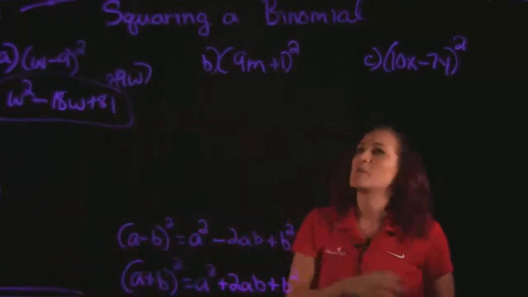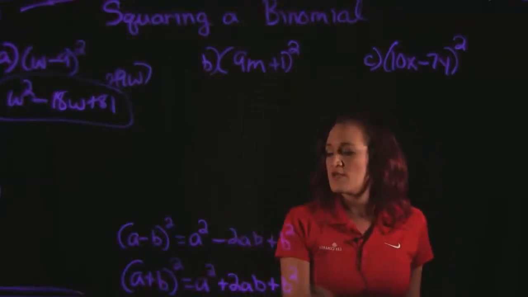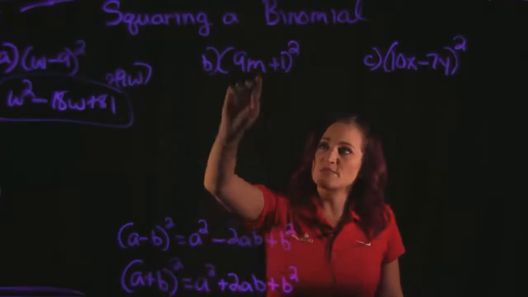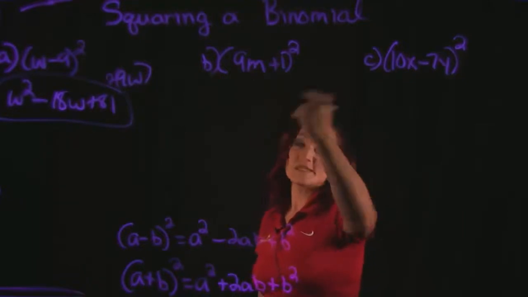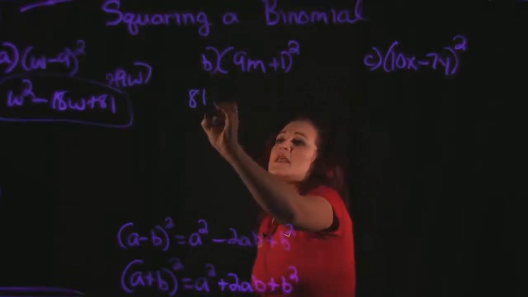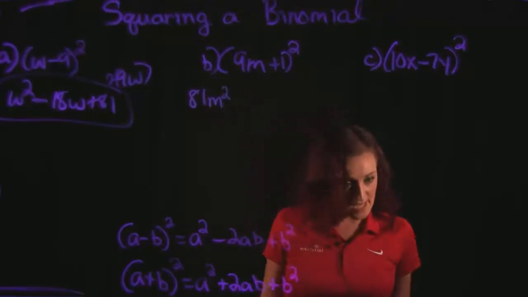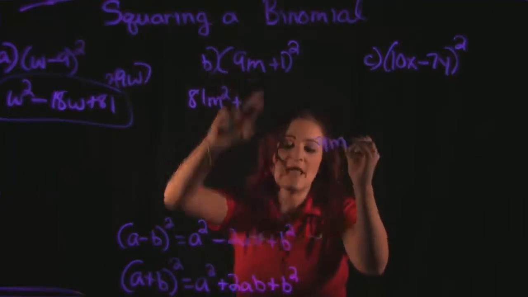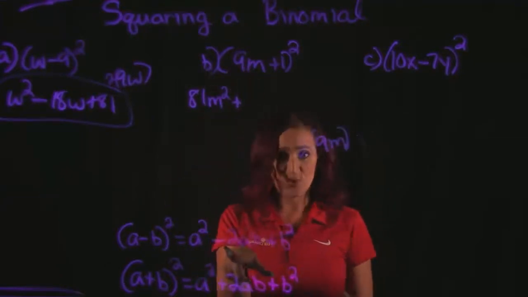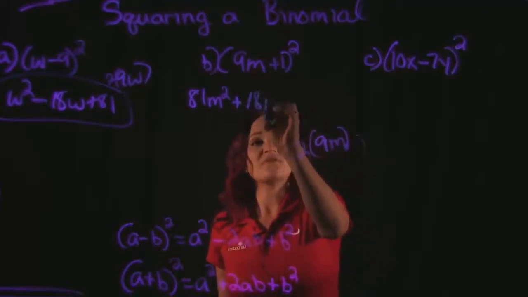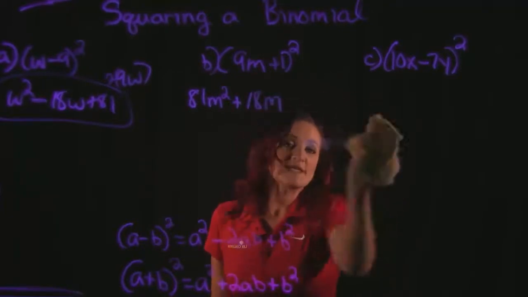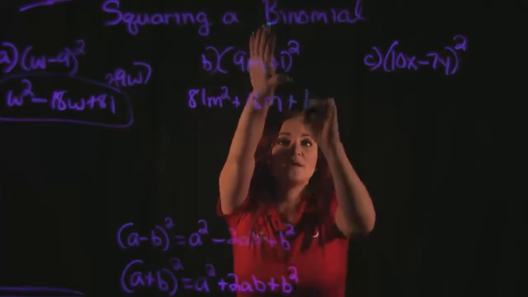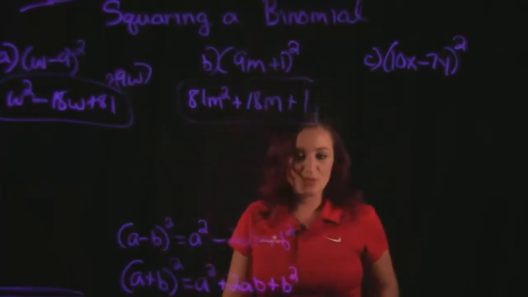Taking a look at the middle example here, we have a plus sign in between, so that does mean that we're going to use the bottom formula here because it's positive. We start by squaring the first term, 9m times 9m. Well, 9 times 9 is 81, and m times m is m squared. So if we take our a times our b, 9m times 1 is 9m, multiply it by 2. So if we have 2 of these, that means we have 18m. Otherwise, to wrap it up, all we have to do is square our last term here. So 1 times 1 is a 1. And that wraps up that one there.